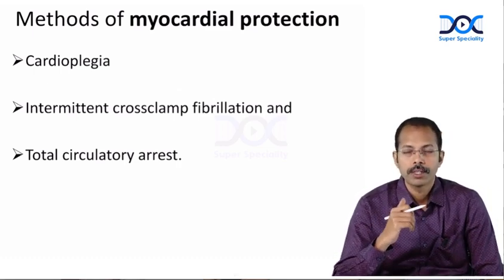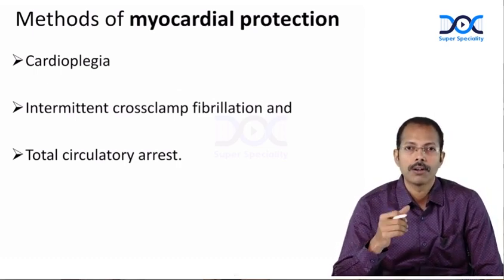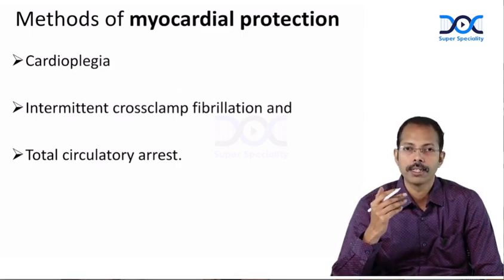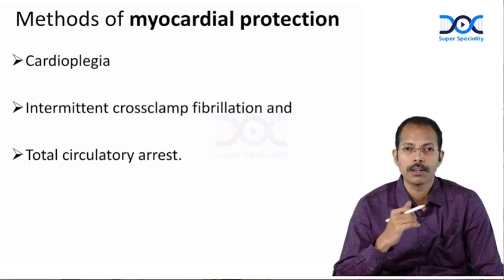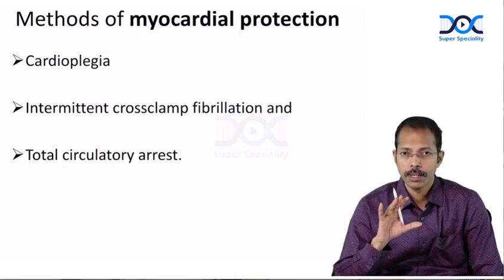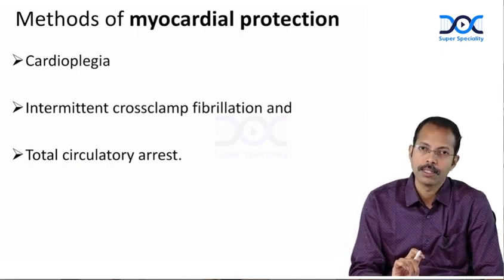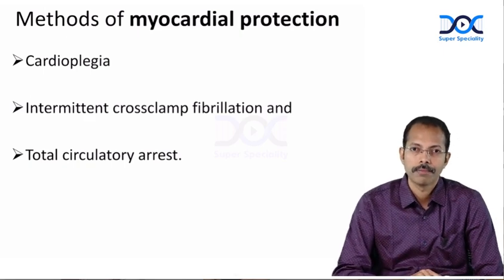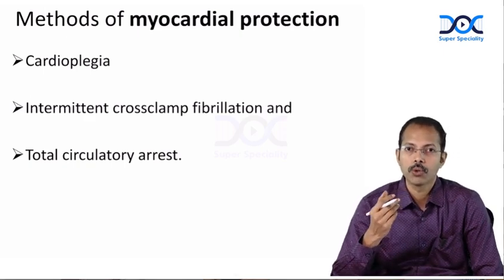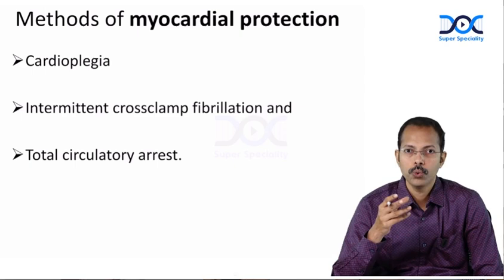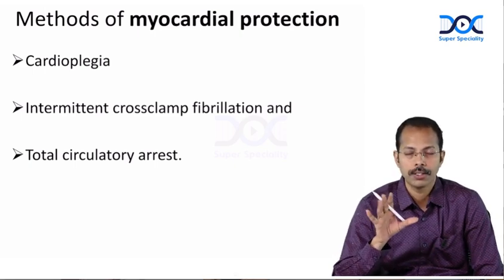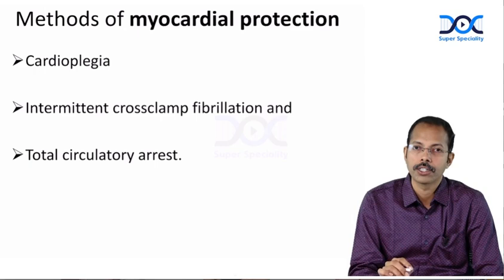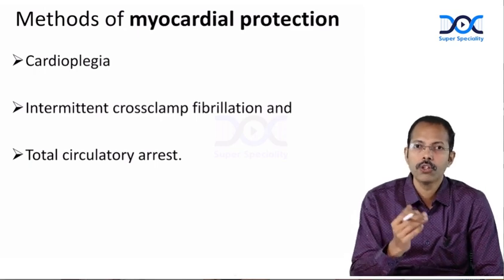And this is very important because we are going to arrest the heart. The ischemia starts. So how can we avoid ischemia and how can we protect the heart? This can be achieved by these three methods. We can deliver cardioplegia. So what is cardioplegia? It is a potassium rich solution which will be used to arrest the heart during cardiac surgeries. And the next method is intermittent cross clamp fibrillation. It is the age old method.